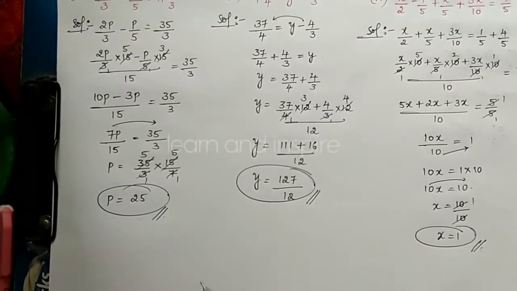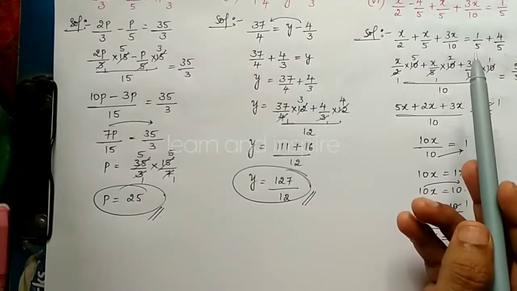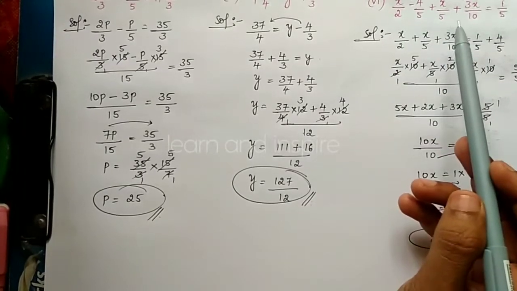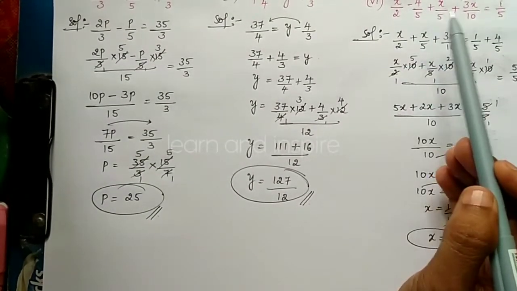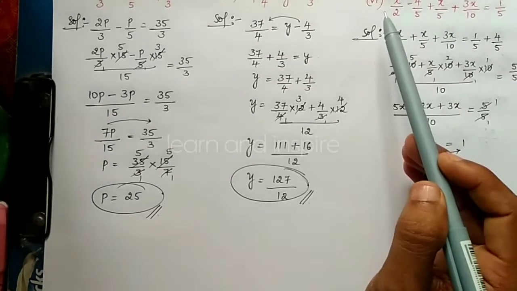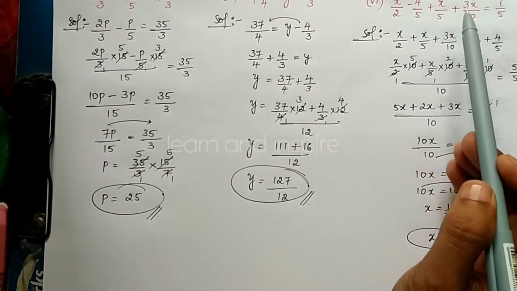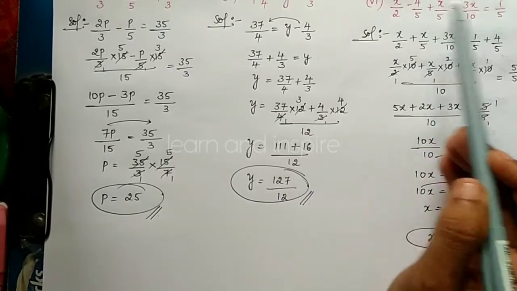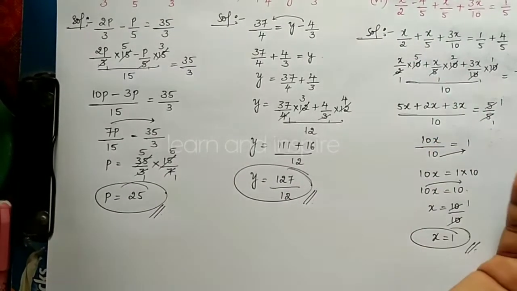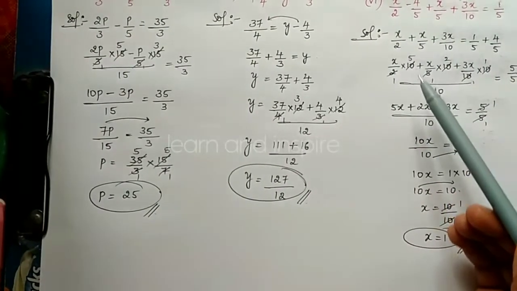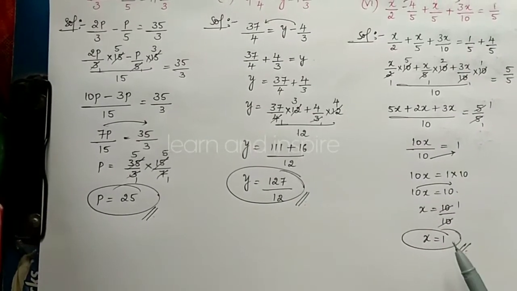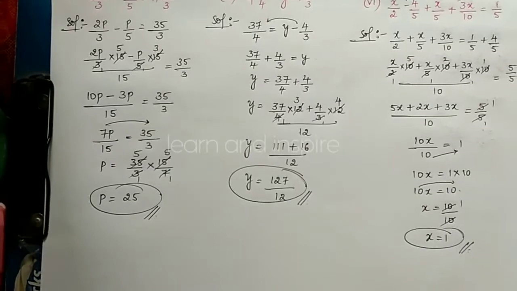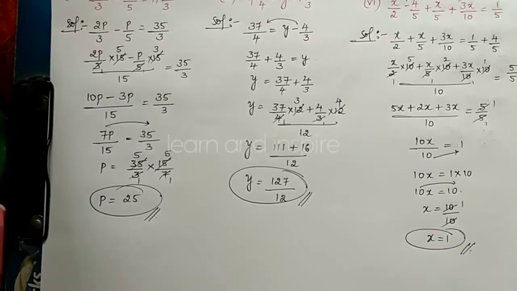Okay, so no need to confuse this problem. First we have to separate the variables of each term, x by 2, x by 5, 3x by 10, transpose the constant term minus 4 by 5 to RHS, and then follow the same procedure of taking the LCM to find the value of x. Okay, so this is question number 6.